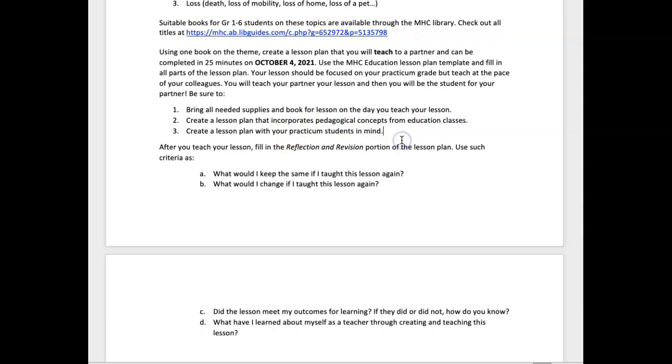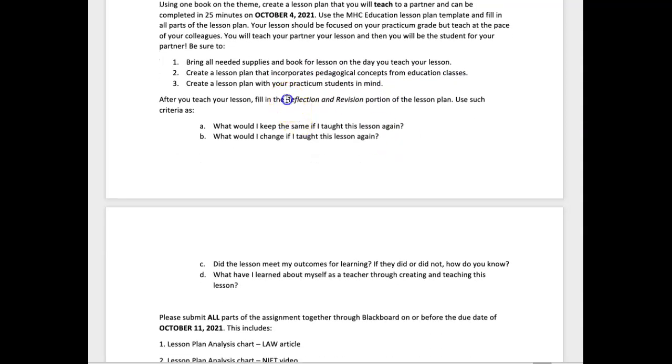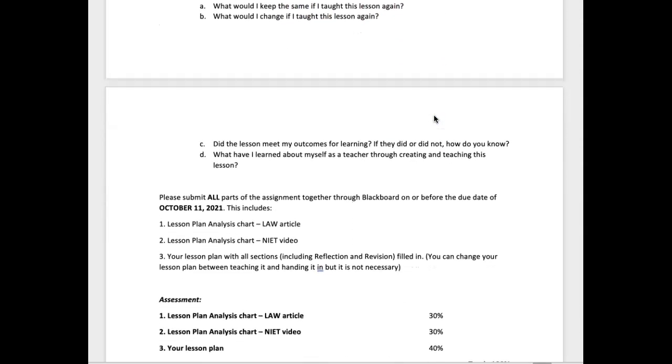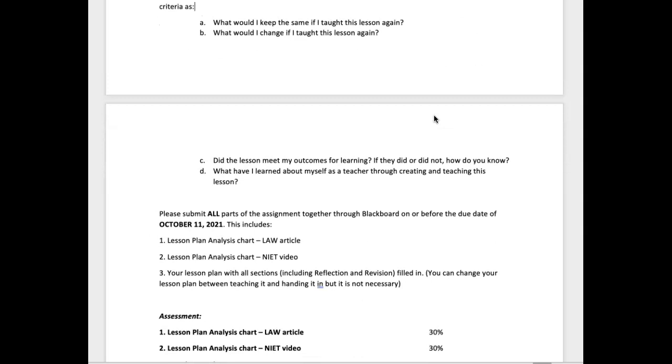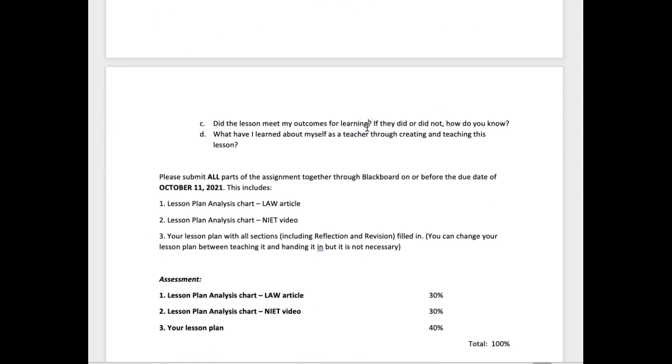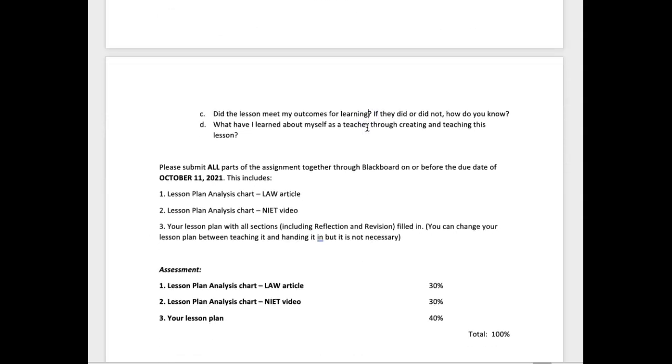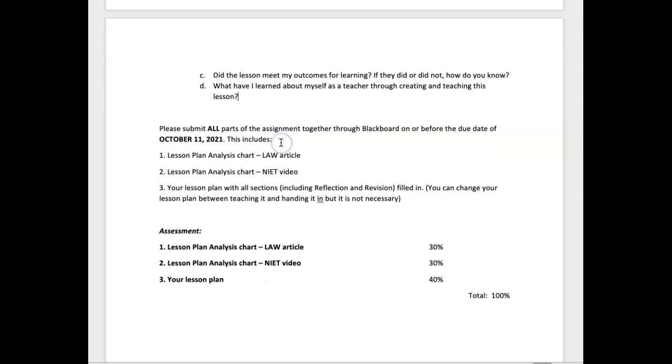Okay. After you teach your lesson, fill in the reflection and revision portion of the lesson plan. Use the following criteria. What would I keep the same if I taught this lesson again? What would I change? Did the lesson meet my learning outcomes? If they did it or not, how did I know that they did? And what have I learned about myself as a teacher through creating and teaching this lesson?